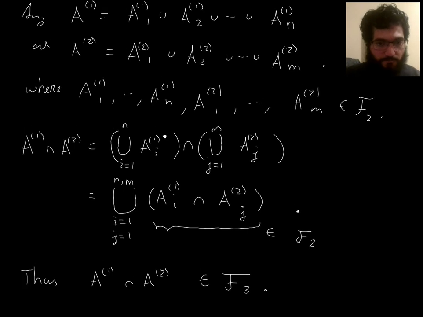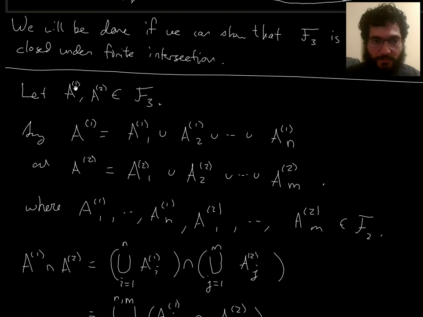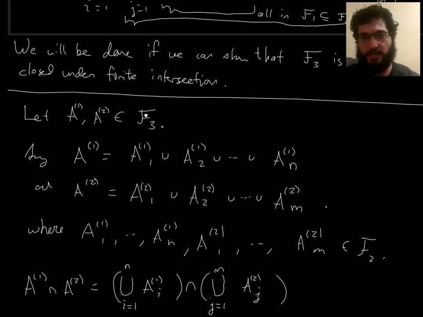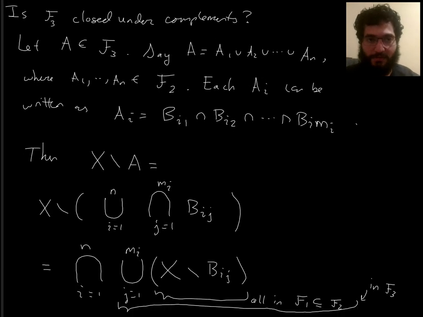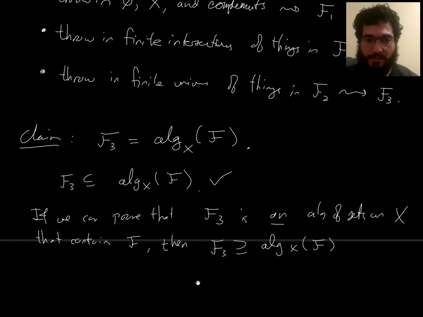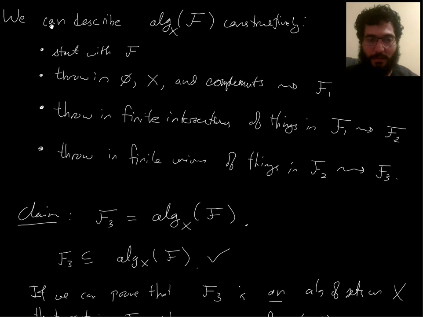All right, so F3 is closed under binary and therefore by induction finite intersections. Therefore, it is closed under complements, since complements can be reframed as finite intersections. And so F3 is an algebra of sets on X. And so it contains the smallest algebra of sets on X. And so we have both inclusions here. And by carrying out this procedure, we have a very constructive way to describe what are the elements of the algebra of sets on X generated by F.